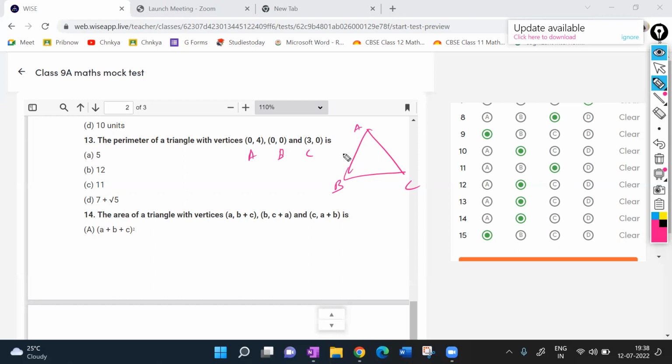Distance between A and B is what? Now, I mean 4. So apply the formula, you will get it. Distance between B and C is what? 3. Distance between A and C is what? 5. Correct? Getting my point?